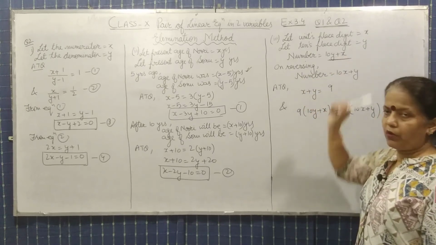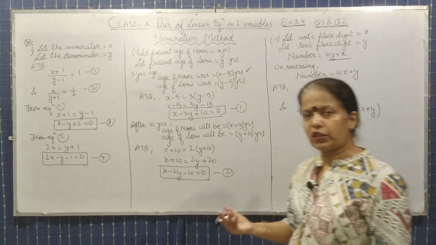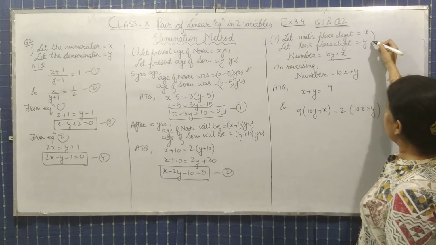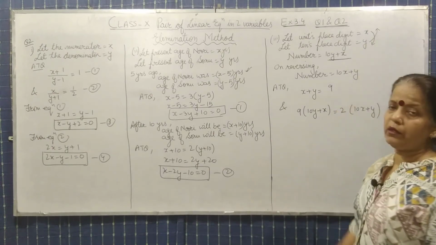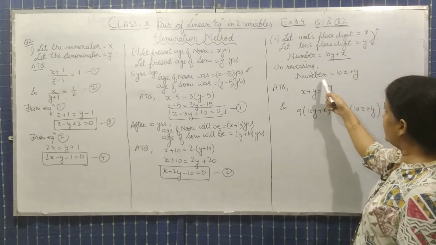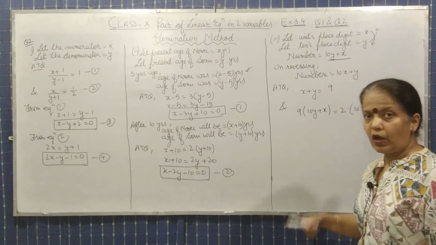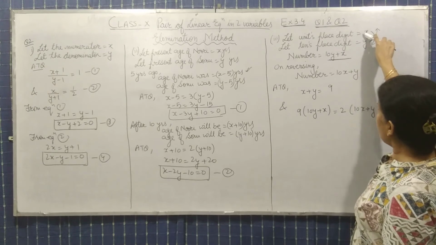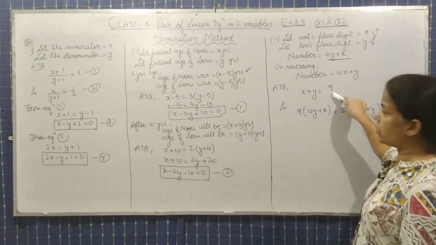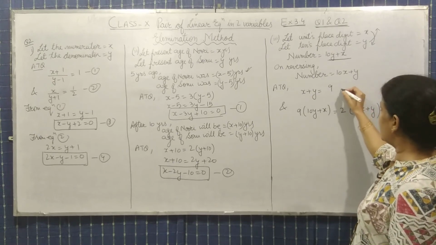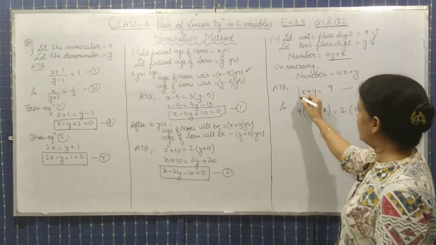And on reversing number क्या बन जाएगा? जो tens place है वो ones place हो जाएगा and ones place will go on tens place. Then on reversing number will become 10x plus y. Now according to the question, sum of these two digits is 9. Sum of these two digits is 9. So this is the first equation.